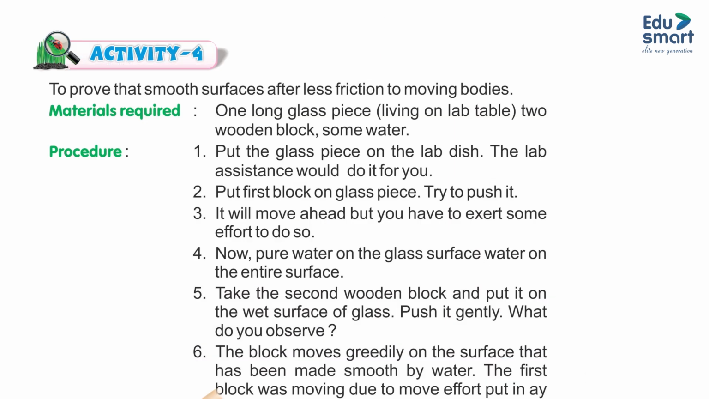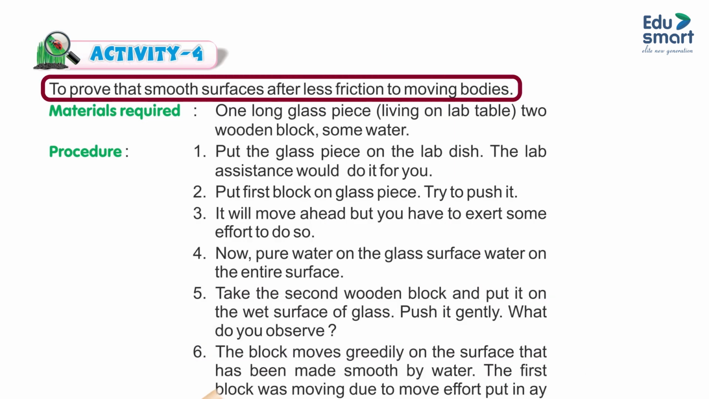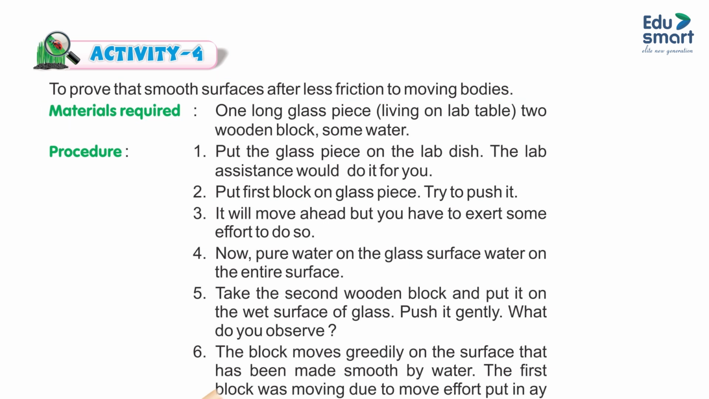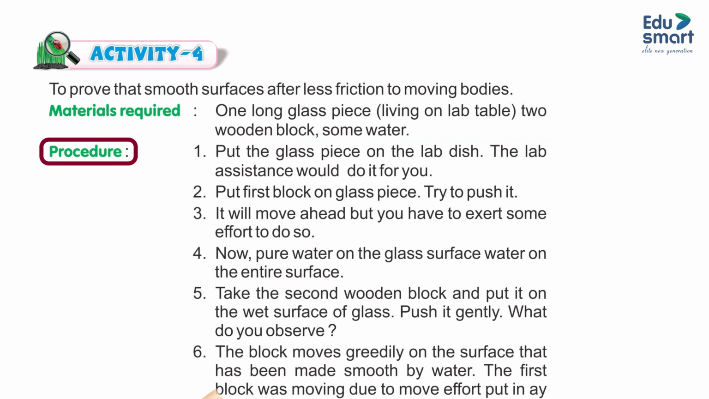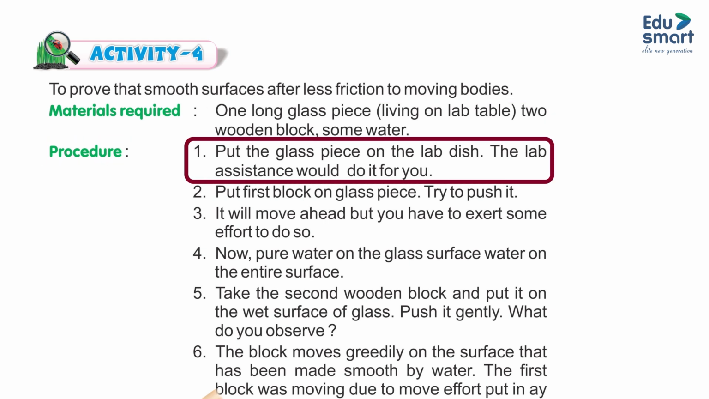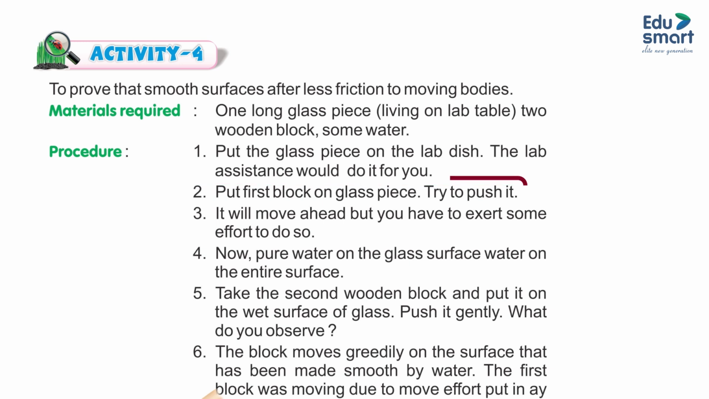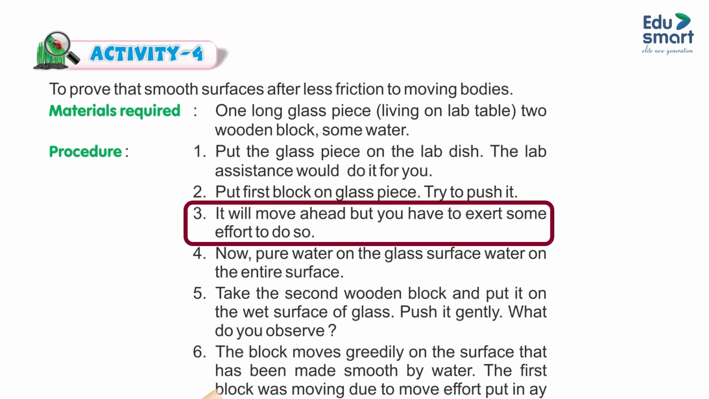Activity 4: To prove that smooth surfaces offer less friction to moving bodies. Materials required: 1 long glass piece, lying on the lab table, 2 wooden blocks, some water. Procedure: 1. Put the glass piece on the lab table. The lab assistants would do it for you. 2. Put the first block on the glass piece. Try to push it. 3. It will move ahead but you have to exert some effort to do so.